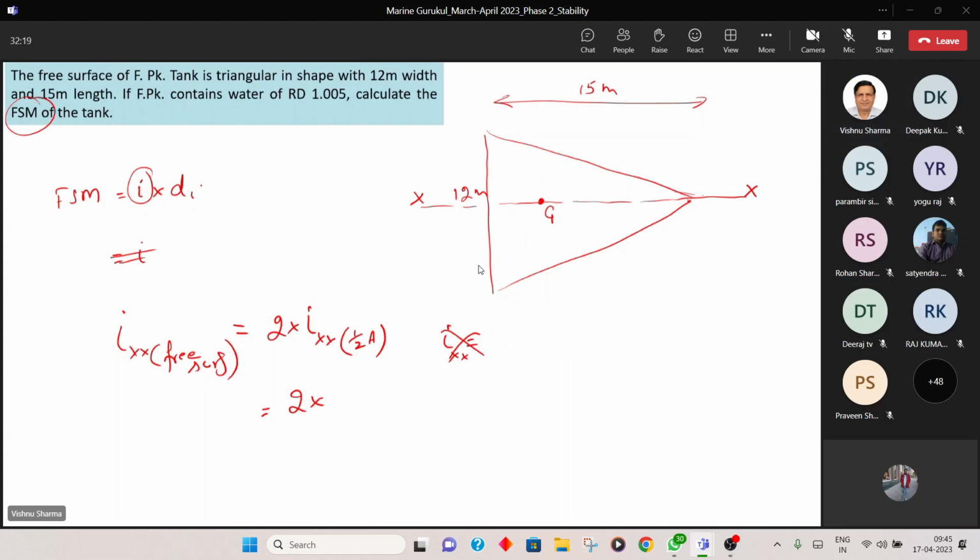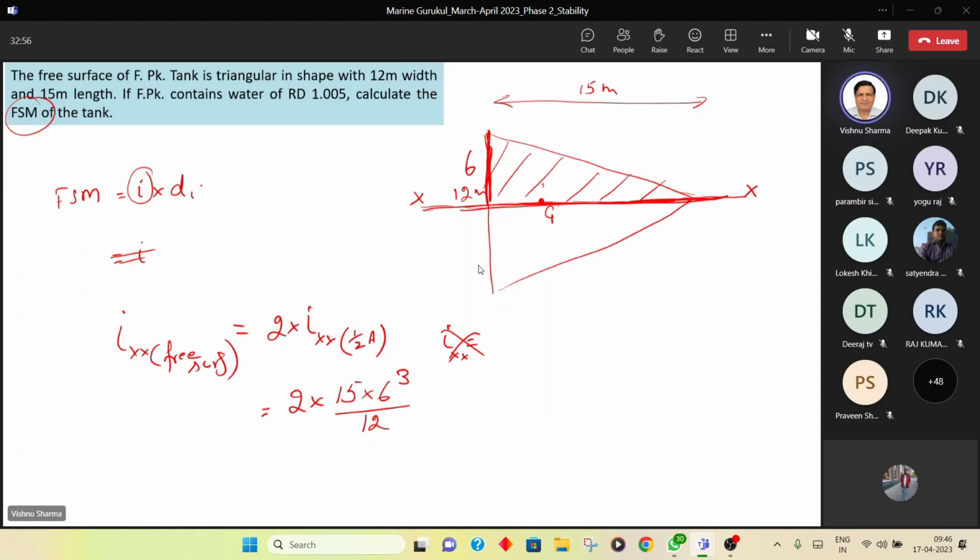12 into 15 cube. No, sir, 6 into 15 cube. No, 6 into 12 cube, 12 cube, 15 into 6 upon 36, 12 upon 12. BD cube upon 12. You want the moment of inertia of this triangle about this axis, guys. So this axis is forming the base. If this is the axis, then what is the height of the triangle? 6 meters. Yes or no? Correct.